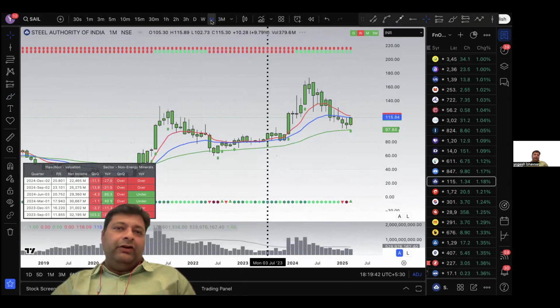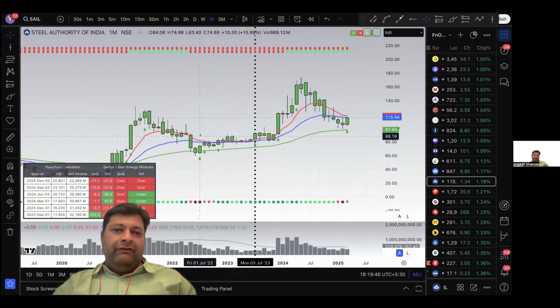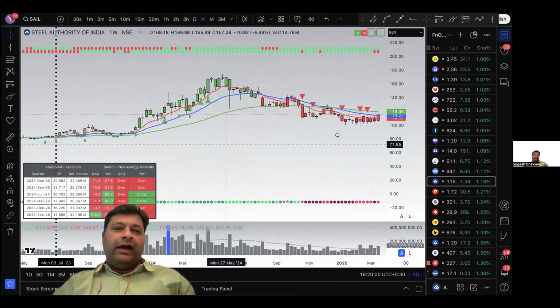Okay, so we went on the monthly time frame and we saw, yes, everything is in our favor. 9 is above 21, 21 is above 55, and the lower power indicator is dark green color. On the monthly time frame, we do not see any relative strength issue. Now on the weekly time frame, what happened?